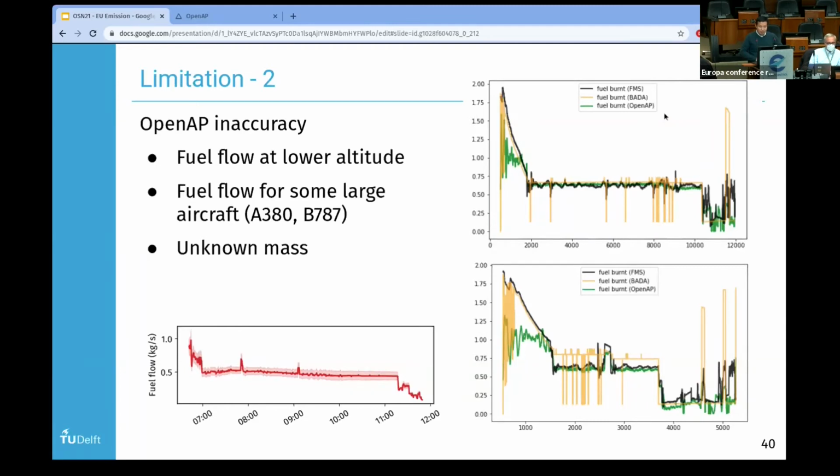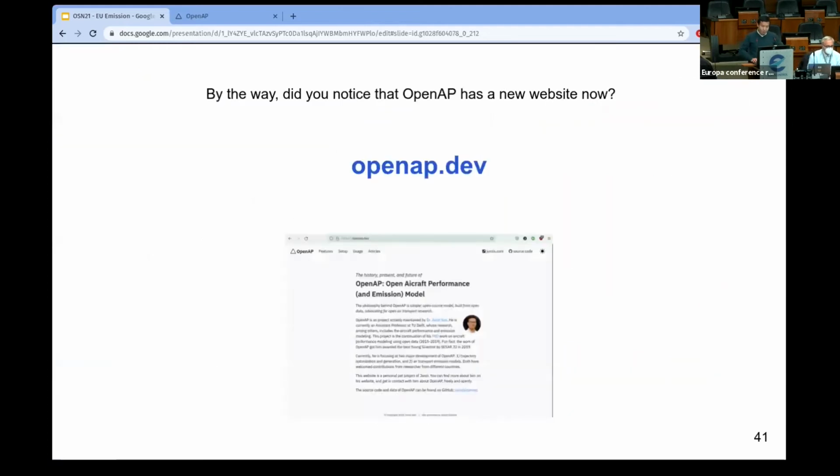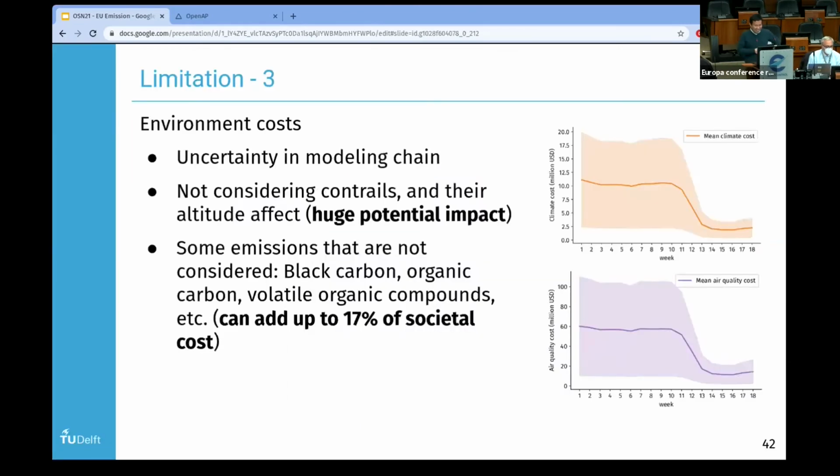Yeah. So I also want to shout out to Lauren Laluc from Thales, who kindly provided this sample anonymized data for us to check. And you see that again, there's a huge uncertainty in the mass estimation. So also, by the way, OpenAP has a new website if you want to check it out.